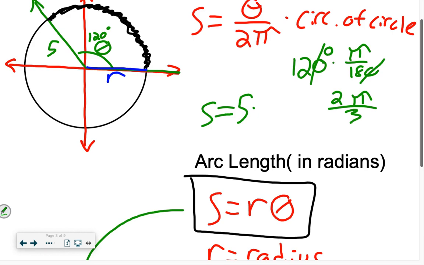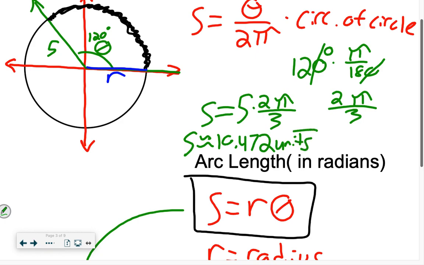So you have to multiply 5 by that angle measure in radians, which is 2 pi over 3. So you would just multiply it out. 5 times 2 times pi divided by 3. And we get S is about 10.472. Now, usually they're going to give you units. I didn't in this example, so I'm just going to say units.